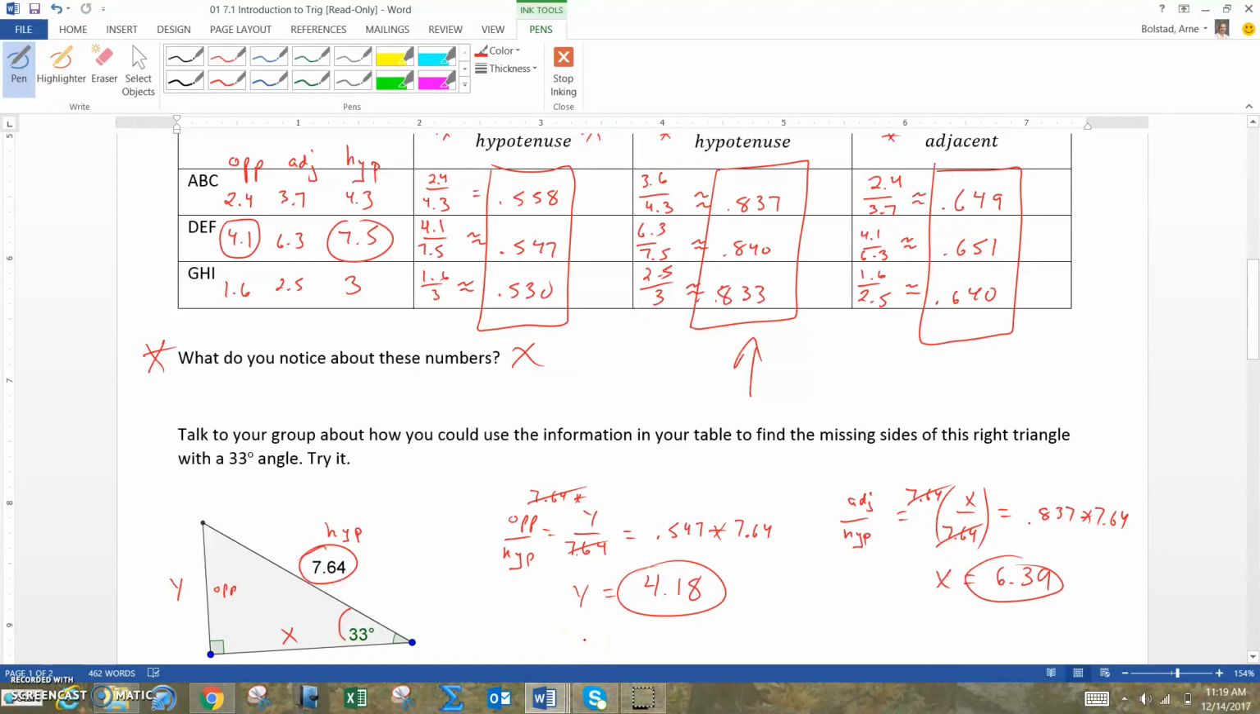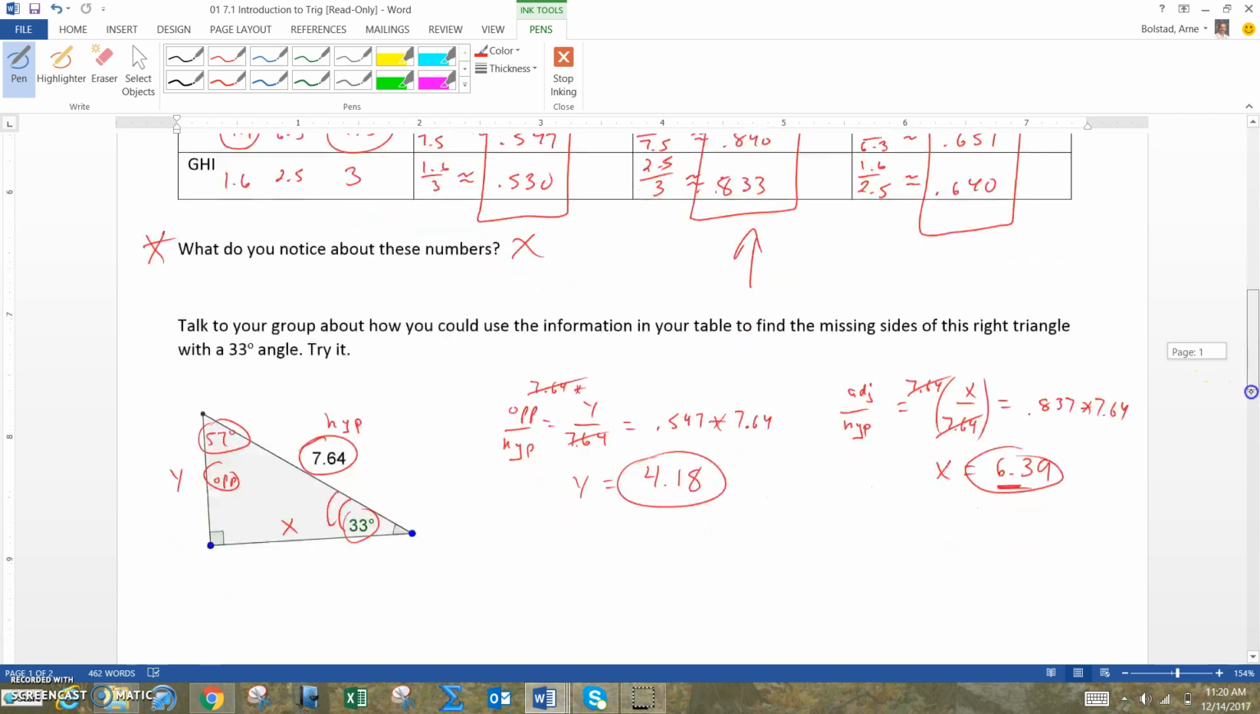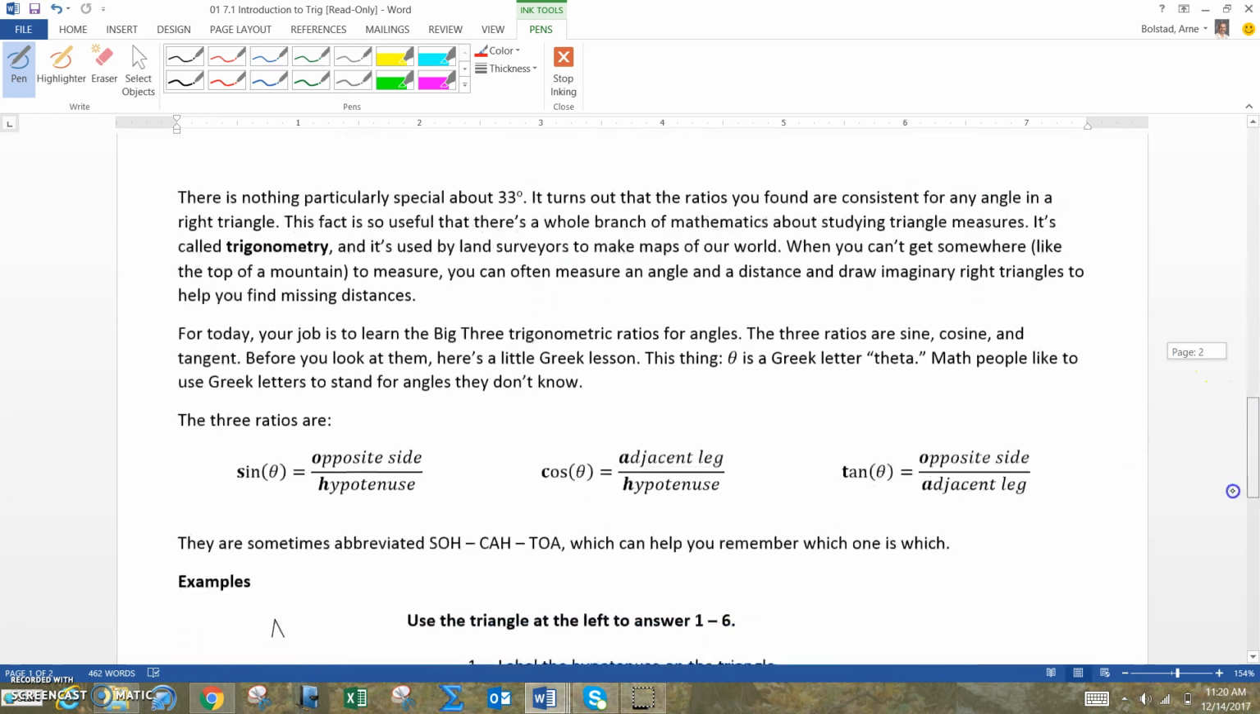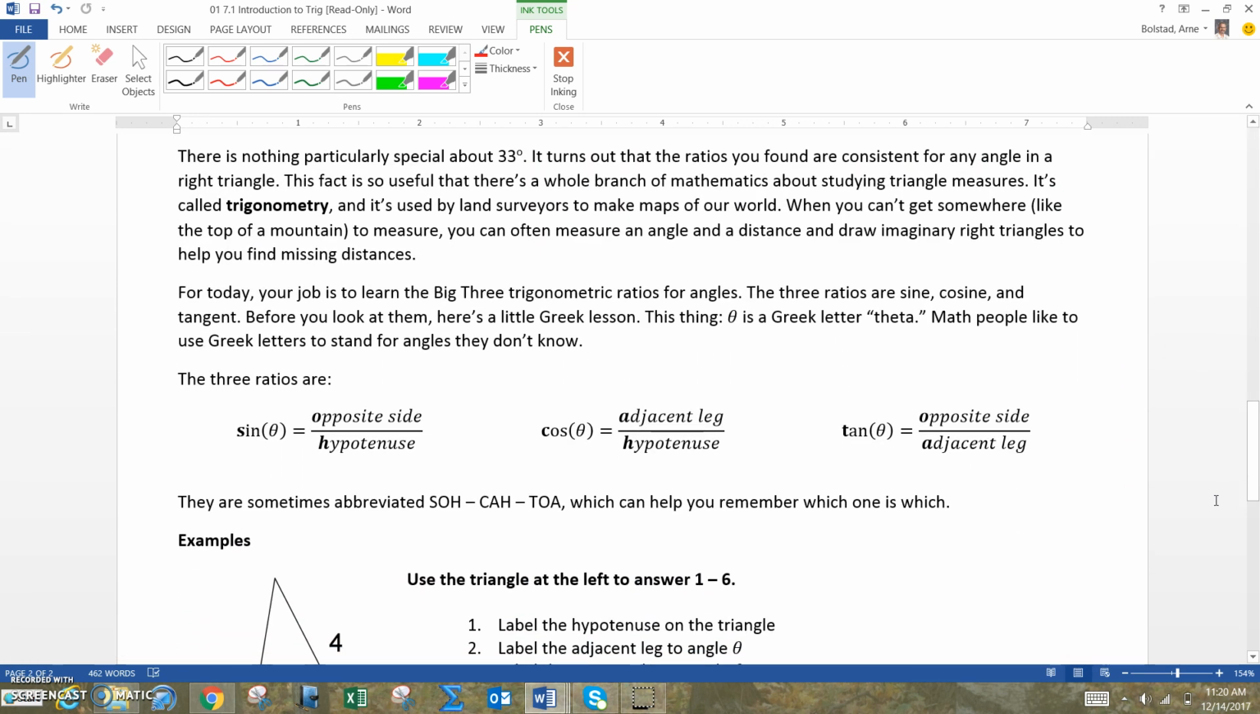Real quick check. Again, the hypotenuse should be the longest side, and 6.39 and 4.18 are smaller than that, so I think those look okay. And the 33-degree angle would be the opposite side. That'd be the y value, and that is smaller than the 6.39. And that should be the case because the angle up here is 57 degrees. Again, 33 degrees and 57 degrees have to equal 90, so that the 90 there plus the other 90 for the right angle give you the 180 for the whole triangle. So I think our answers look pretty good. Let's continue on to see what we're going to talk about next.